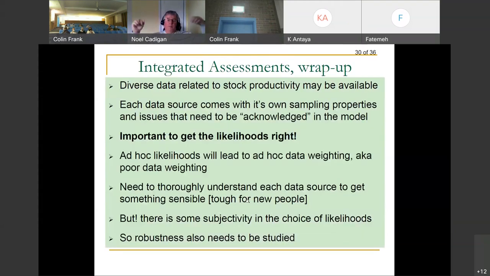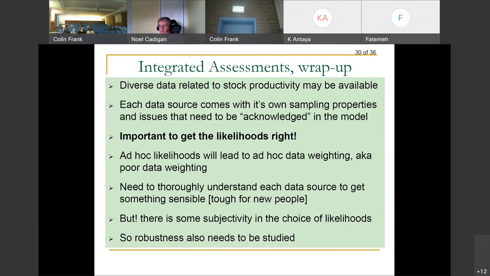So, integrated assessments, wrap up. Diverse data related to stock productivity may be available. Each data source comes with its own sampling properties and issues, and the various data sources need to be acknowledged in the model. It's important to get the likelihoods right. Ad hoc likelihoods will lead to ad hoc data weighting, which is the same as poor data weighting.